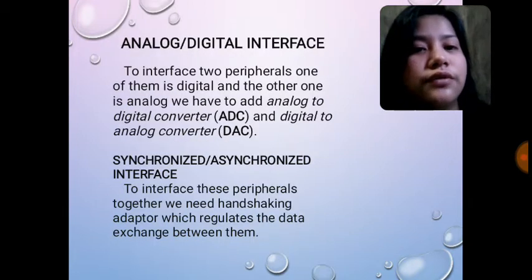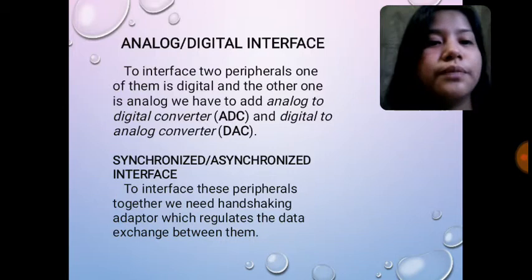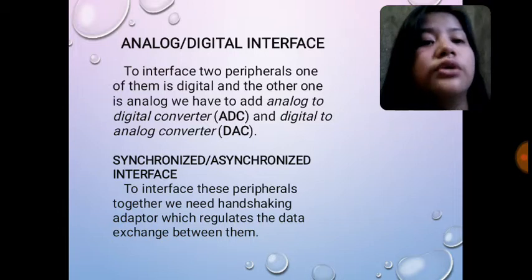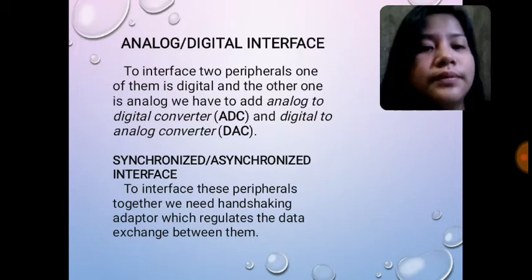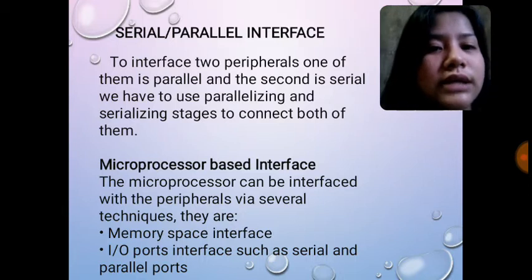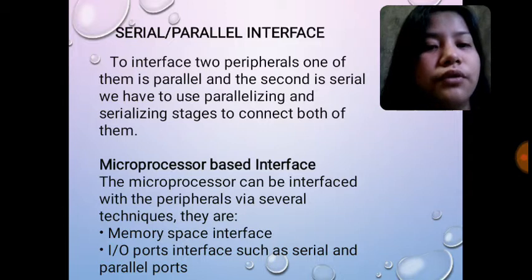Analog digital interface. To interface two peripherals where one of them is digital and the other one is analog, we have to add an analog to digital converter or ADC and a digital to analog converter or DAC. Serial parallel interface. To interface two peripherals where one of them is parallel and the second is serial, we have to use parallelizing and serializing stages to connect both of them.